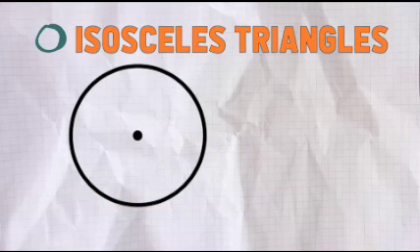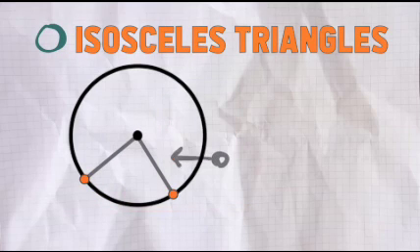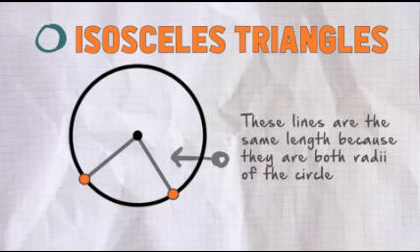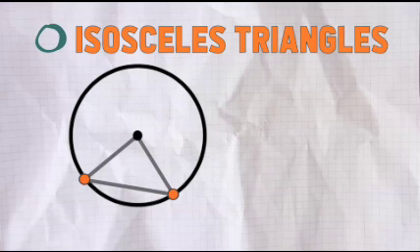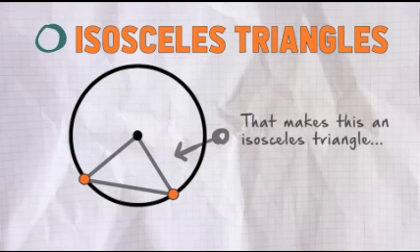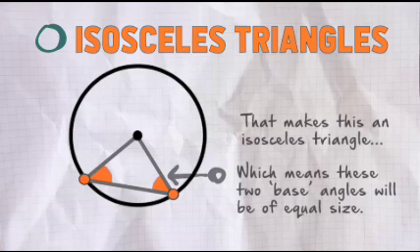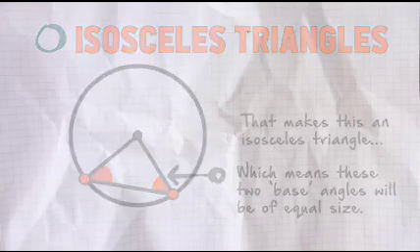Finally, isosceles triangles. It's not a theorem, it's just worth noting that if you have a triangle where 2 sides come from the centre of the circle to the circumference, then you've got an isosceles triangle, and those 2 angles at the base will be equal to each other. That is everything you need to know about circle theorems.